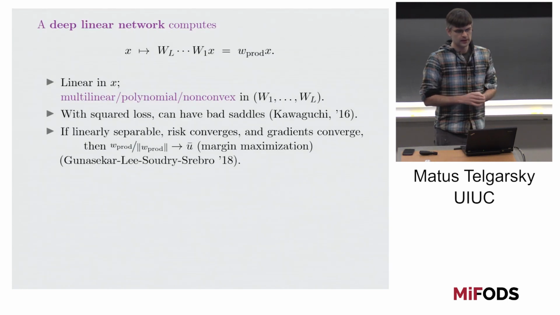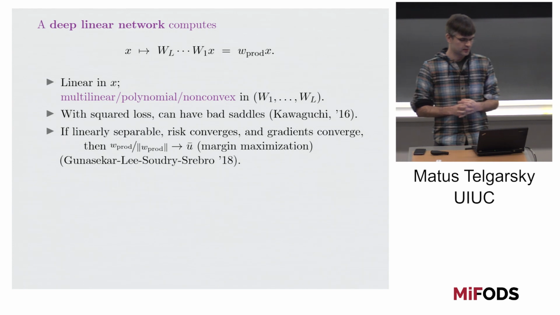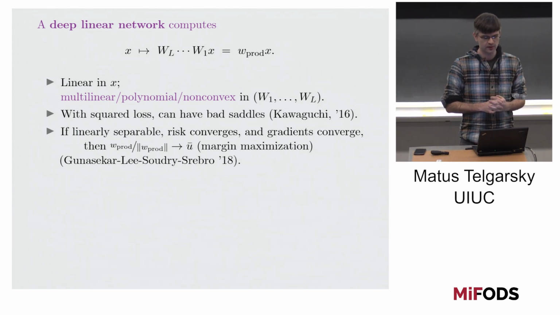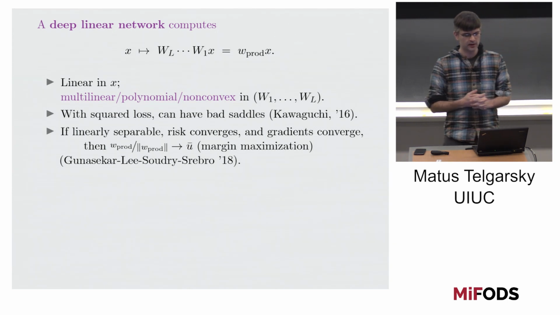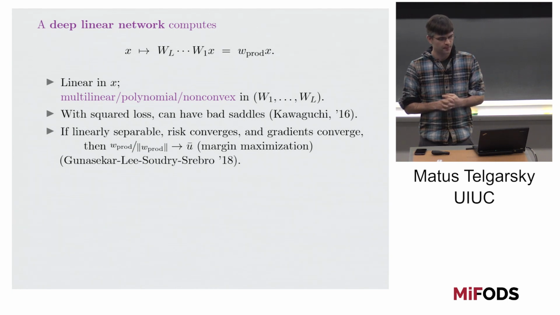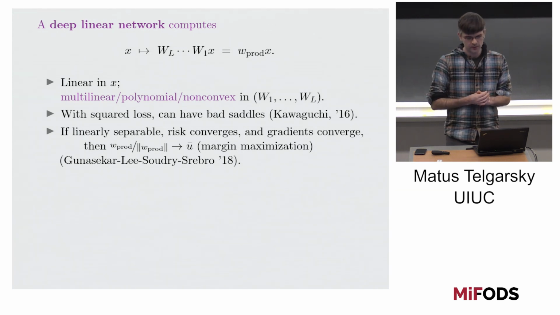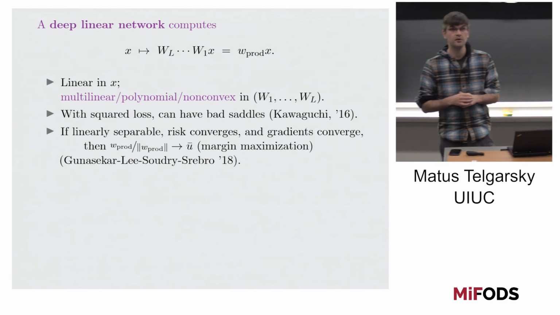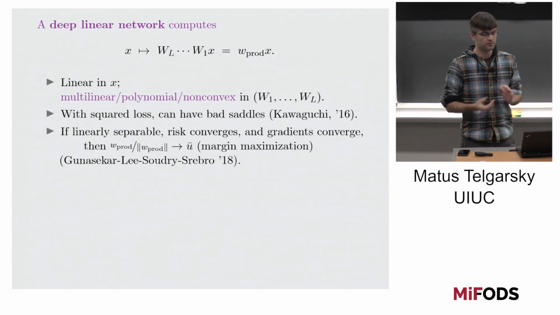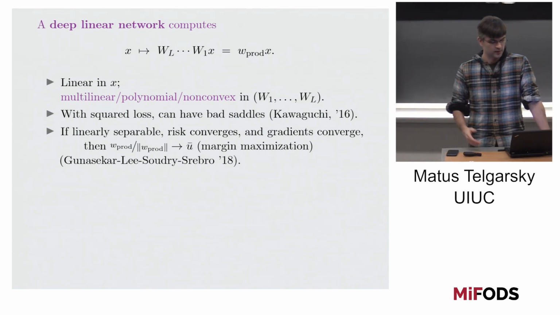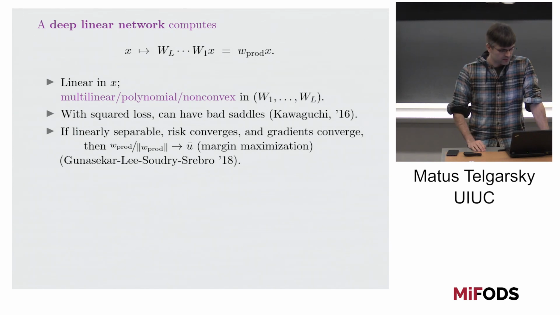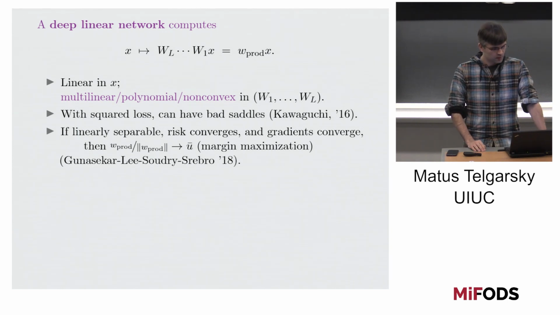So in the deep linear case, here's the predictor. Once again, the predictor is a multilinear form, a simple polynomial in the weights, but it's linear in the covariates. And just some prior work on this problem: it does have some saddle properties for the squared loss. Here we're using the logistic loss, and that is relevant, amongst other reasons, because it has the optimum at infinity. And it is known by prior work.